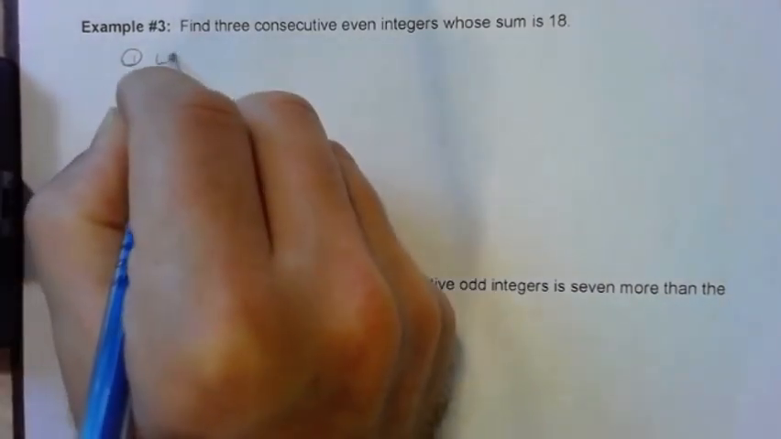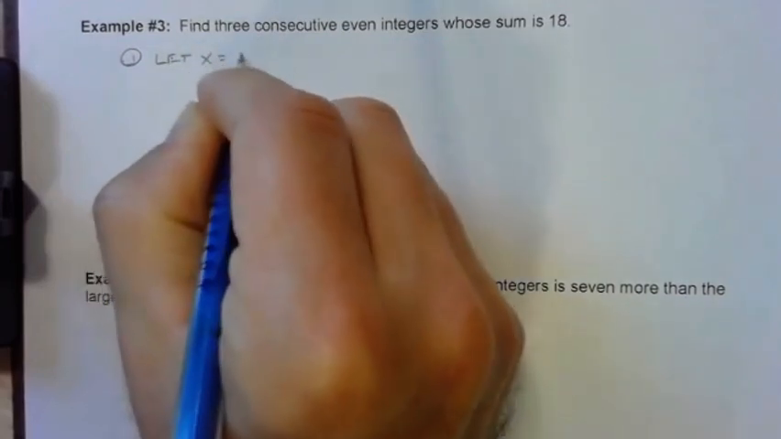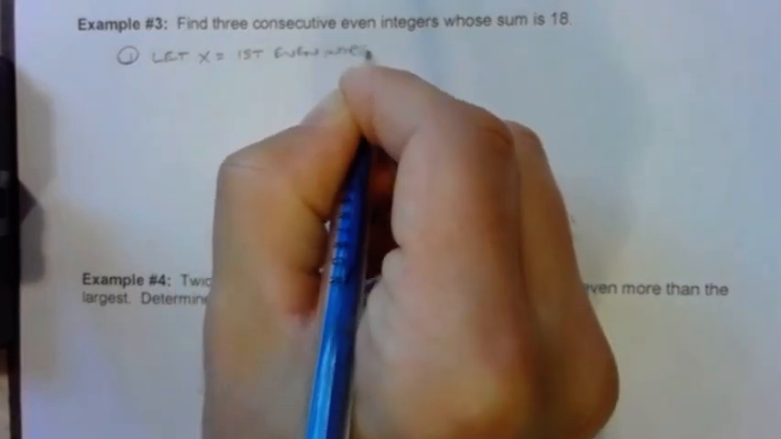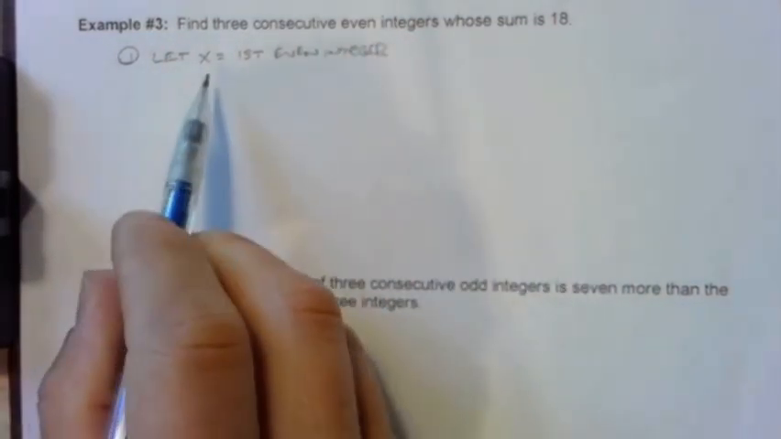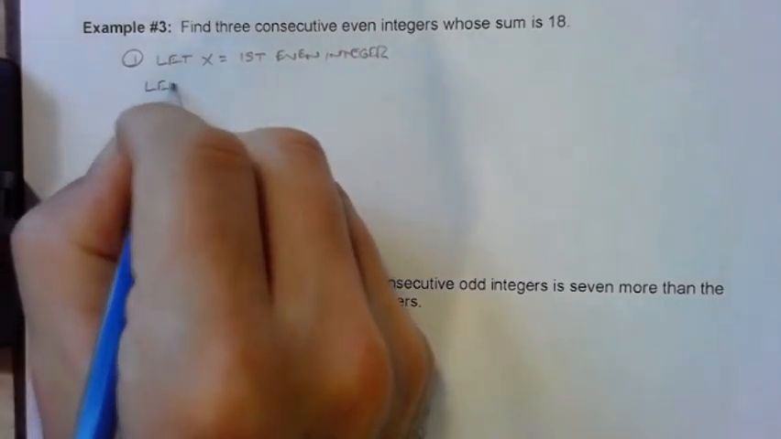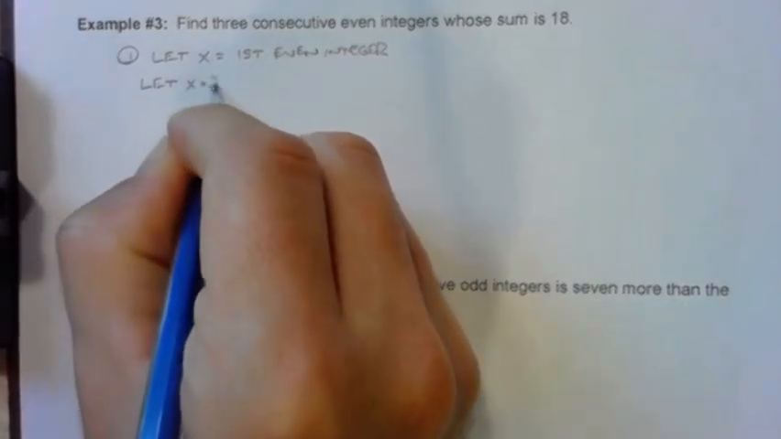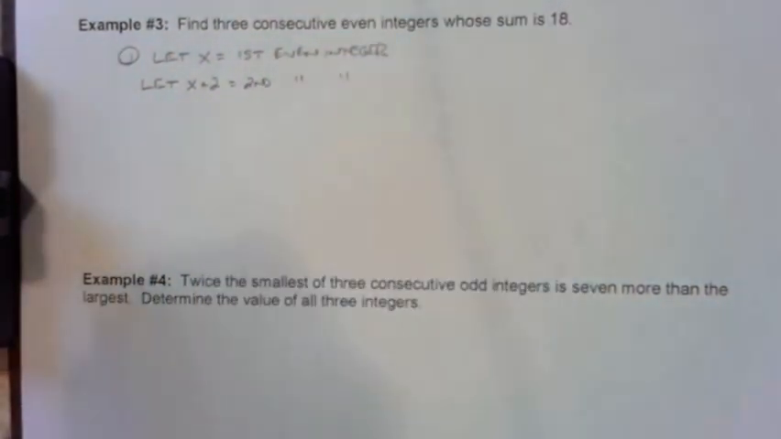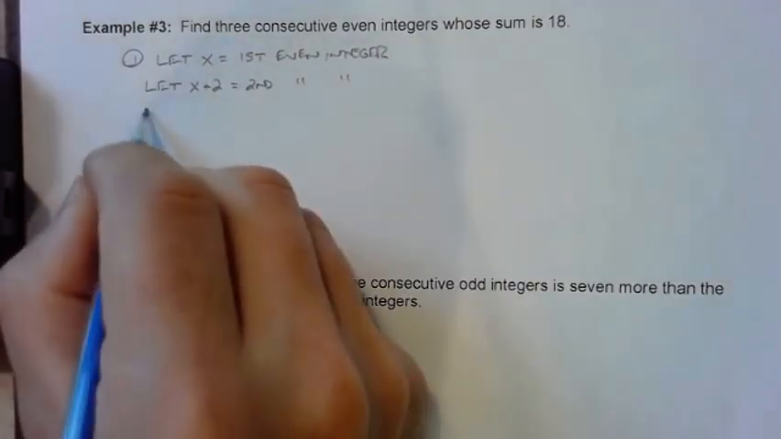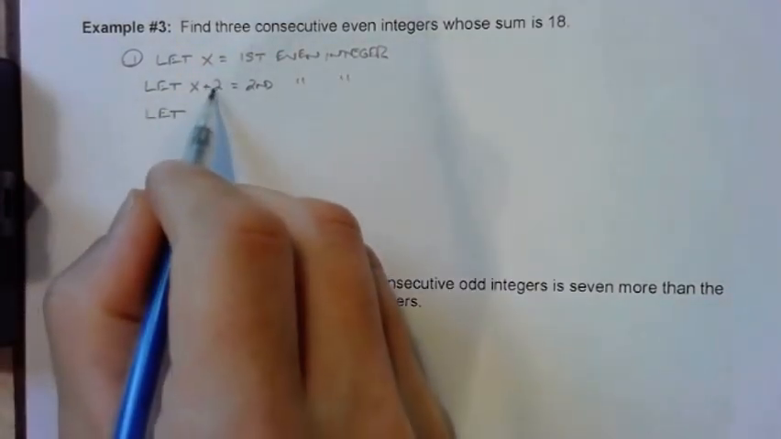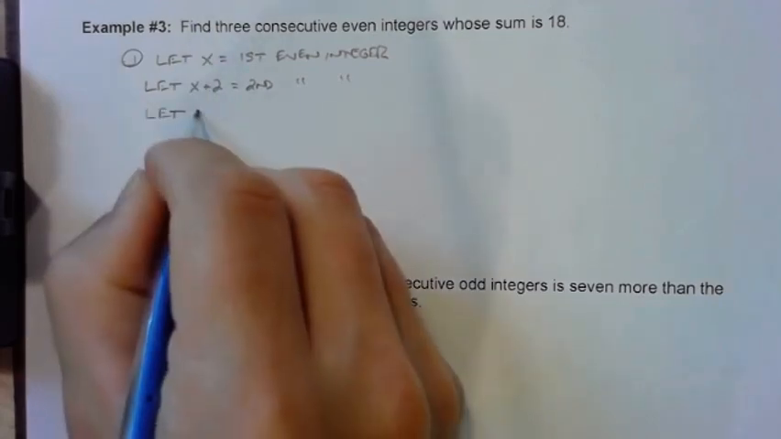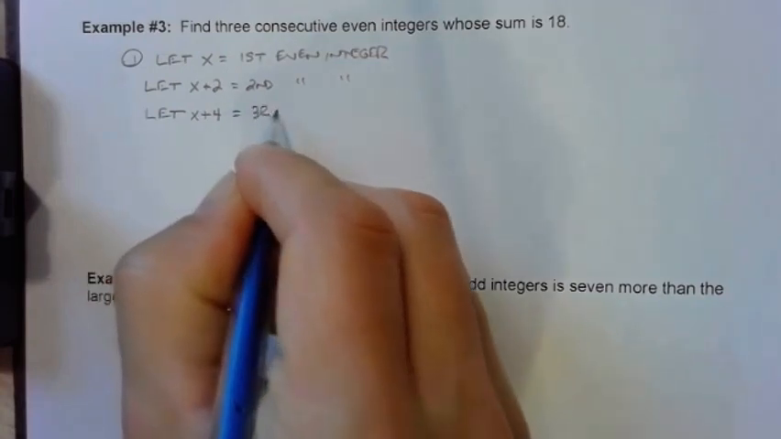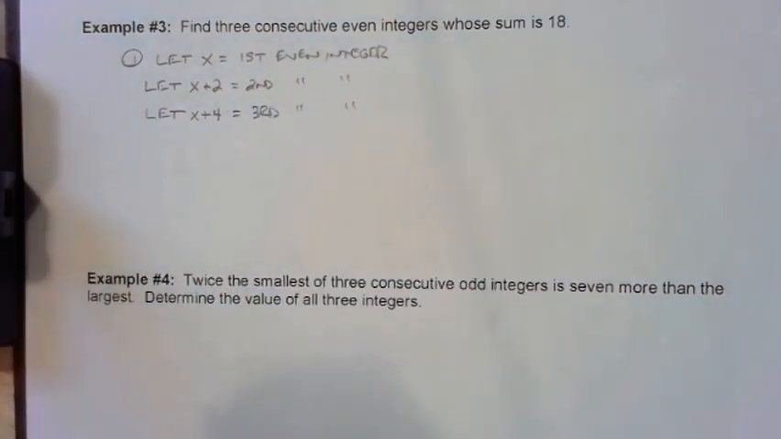Number one, let x equal the first even integer. If x is my first even integer, then to get to my next even integer, I'm going to have to take x and add 2 to it. So let x plus 2 equal the second even integer. And then to get to my third integer, I'm going to have to add 2 to the second one, which means that I'm going to have to add 4 to the first one. Let x plus 4 equal the third even integer.